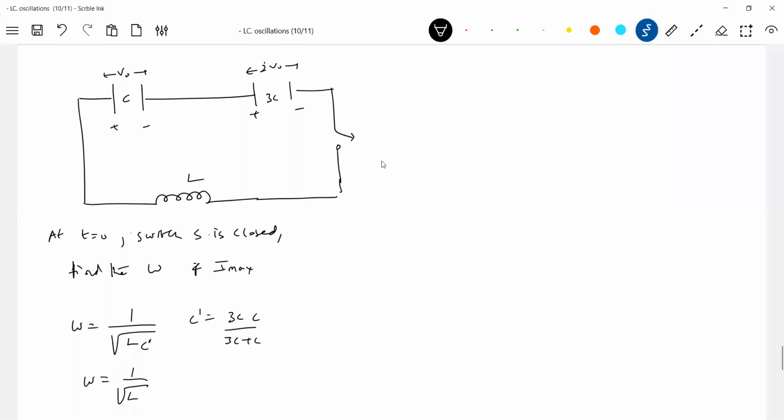Omega equal to 1 by root of L C dash. C dash is 3C by 4, no? So omega is 1 by root of 3LC by 4. They're in series, I'm directly going for that. Now after this, how to get that I max?